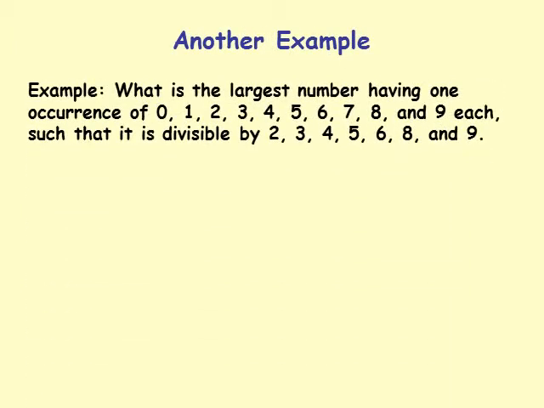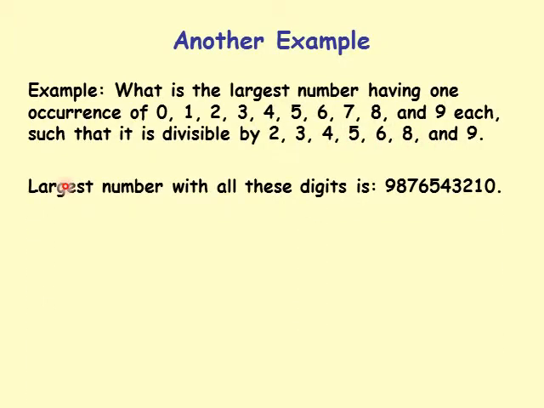Another example. What's the largest number having one occurrence of each of 0, 1, 2, 3, 4, 5, 6, 7, 8, and 9, such that it's divisible by 2, 3, 4, 5, 6, 8, and 9? Let's continue here. The largest number with all these digits has the largest digit on the left and the smallest digit on the right, in descending order. So 9, 8, 7, 6, 5, 4, 3, 2, 1, 0. This is the largest number consisting of one each of these digits.